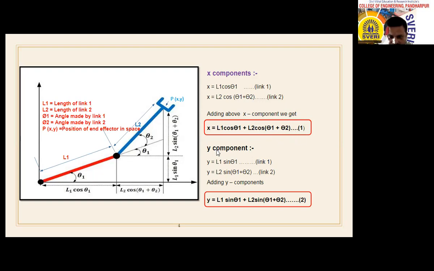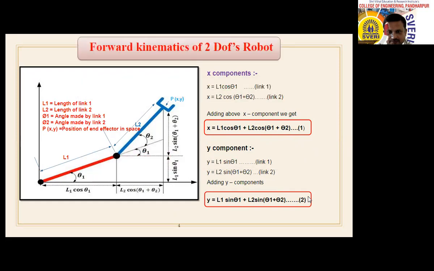Now the y component. y for link 1 is L1 sin theta 1, and y for link 2 is L2 sin of theta 1 plus theta 2. Now adding the y components, y is equal to L1 sin theta 1 plus L2 sin of theta 1 plus theta 2, equation 2. That is the forward kinematics of the 2 degree of freedom robot.